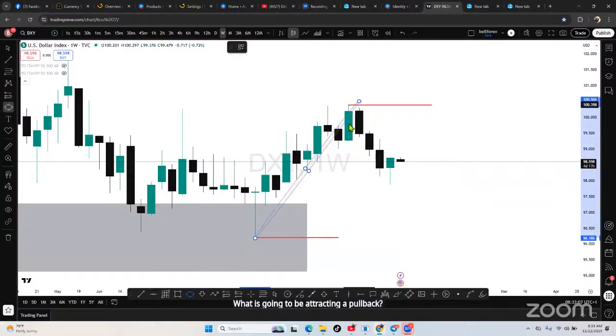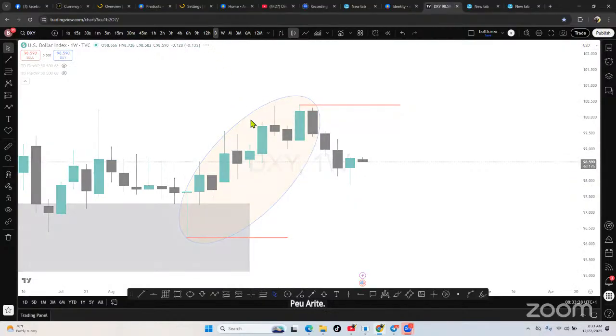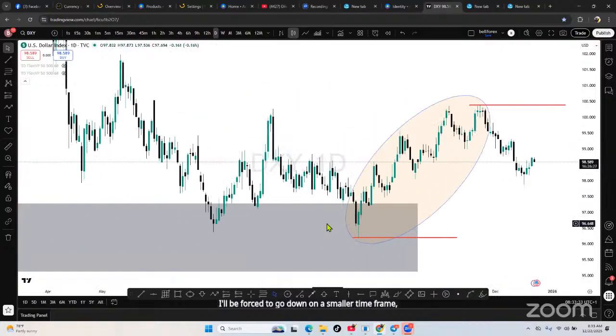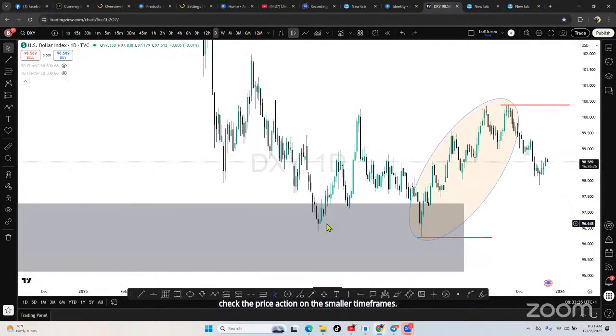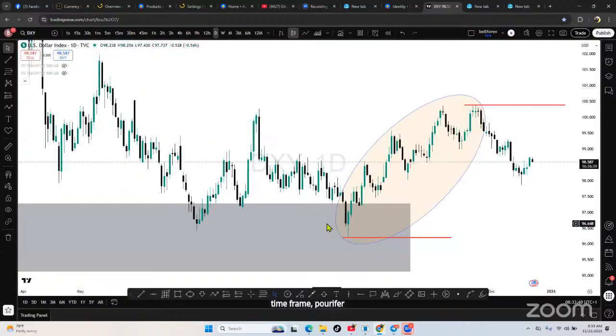Donc, après cette vague-ci, le marché a fait un rétrécissement. Et le rétrécissement s'attire uniquement par un point d'intérêt. Donc, je vais vérifier le point d'intérêt qui attire le marché vers le bas, et où est-ce que ce rétrécissement sur l'index de dollar américain peut s'arrêter. En faisant cela, I'll be forced to go down on smaller time frames to check the price action. Donc, je serai obligé d'aller sur le petit time frame pour vérifier le price action.